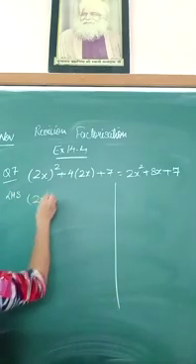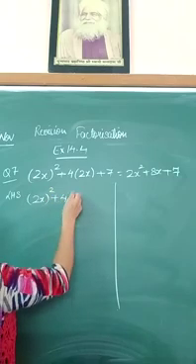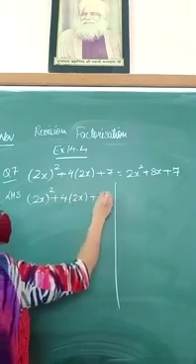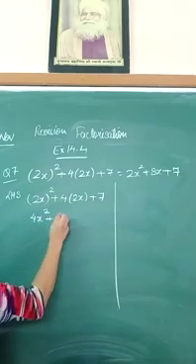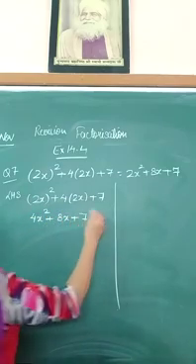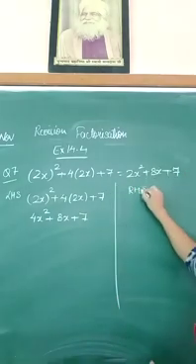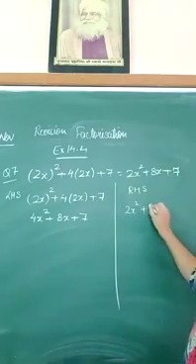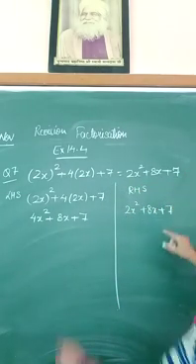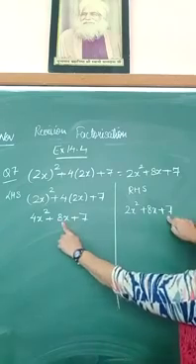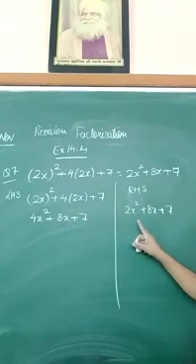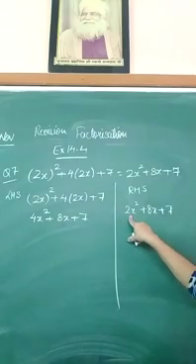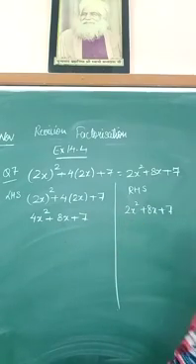This is your (2x) whole square plus 4 times (2x) plus 7. Now this is (2x) whole square, so this will give you 4x square plus 8x plus 7. And on the right hand side you have 2x square plus 8x plus 7. As you can see that 8x and 7 are exactly the same, but this first term is not correct. So your error is, instead of 2x square, it should be 4x square.